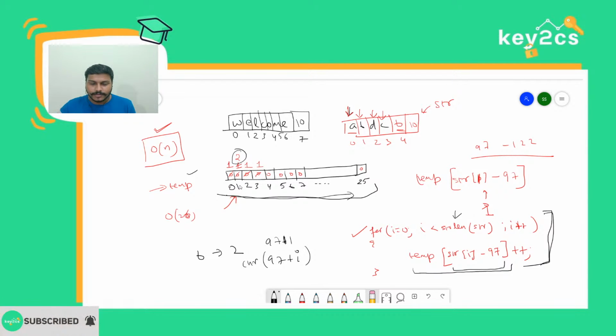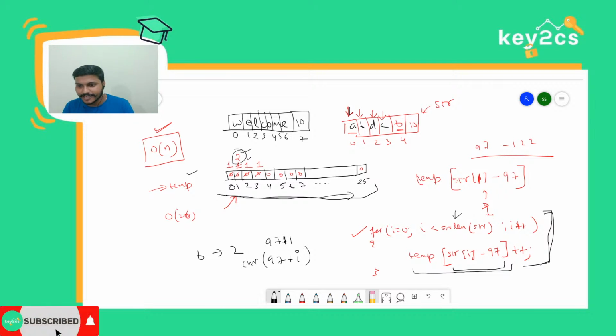Second, temp of 1 is 2, so you will not increment the counter variable because the value is 2. That means this character has occurred twice, so you will not increment. Next, temp of 2 is again 1, so you will increment the counter variable, because this character has occurred only once. So you are just counting the number of unique characters. I hope you got the logic, guys.